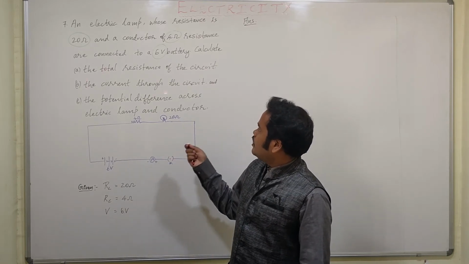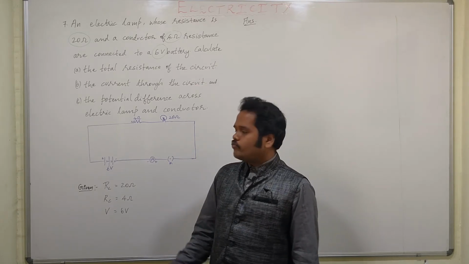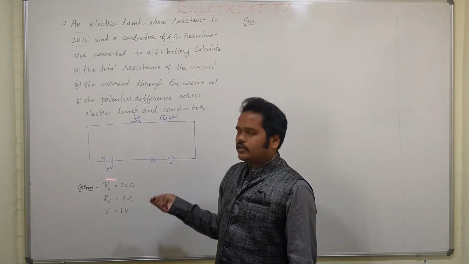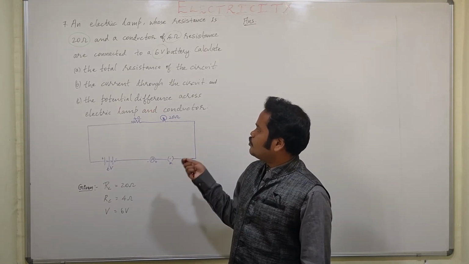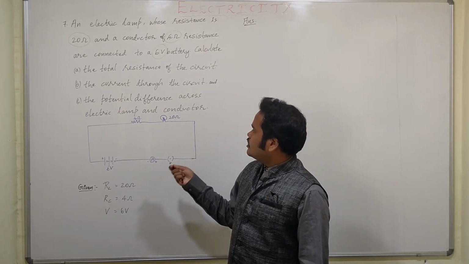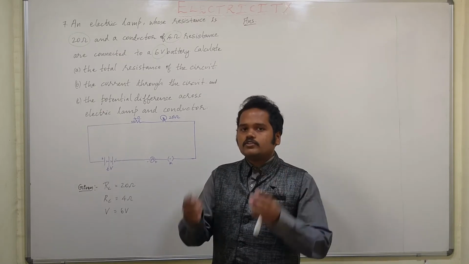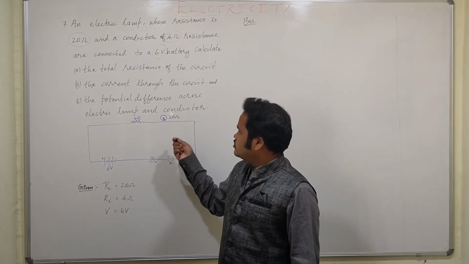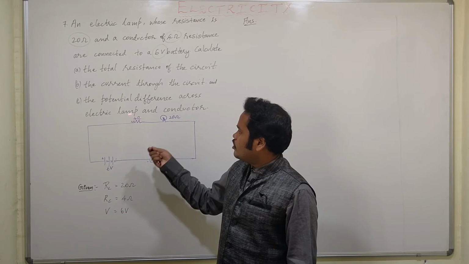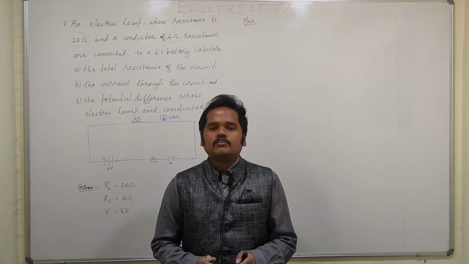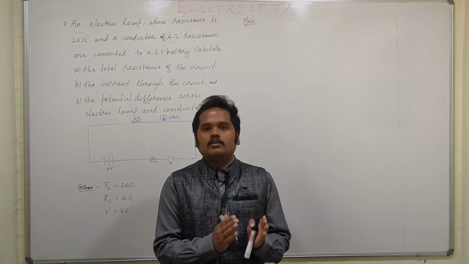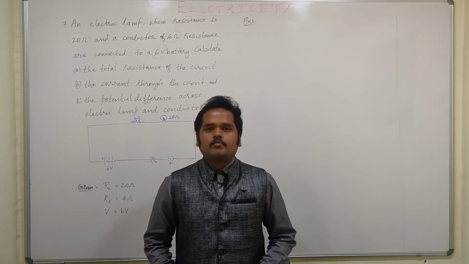B, the current through the entire circuit. So we have to find out I of the total circuit. The potential difference, we have to find out V across the electric lamp: what is the voltage drop across this lamp, and what is the voltage drop across this conductor. So we have to find the potential difference drop across the conductor and the electric lamp separately.